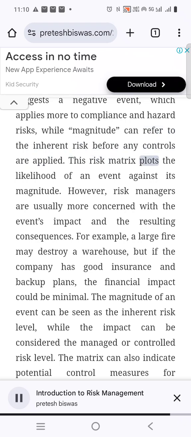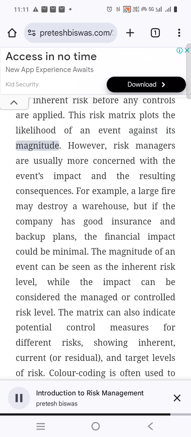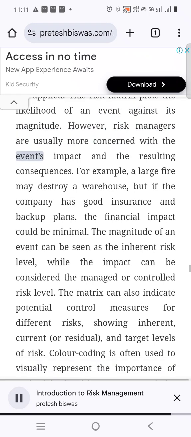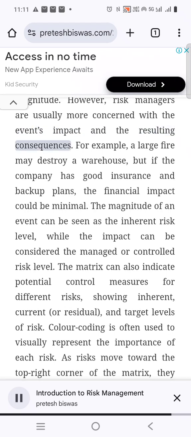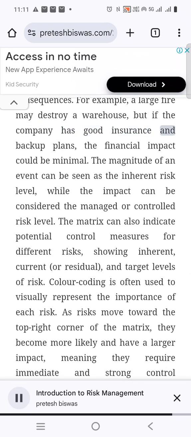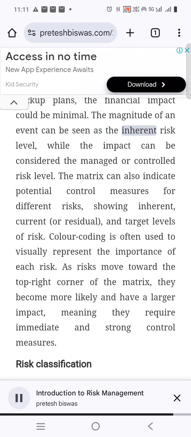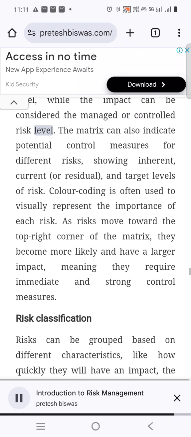This risk matrix plots the likelihood of an event against its magnitude. However, risk managers are usually more concerned with the event's impact and the resulting consequences. For example, a large fire may destroy a warehouse, but if the company has good insurance and backup plans, the financial impact could be minimal. The magnitude of an event can be seen as the inherent risk level, while the impact can be considered the managed or controlled risk level.